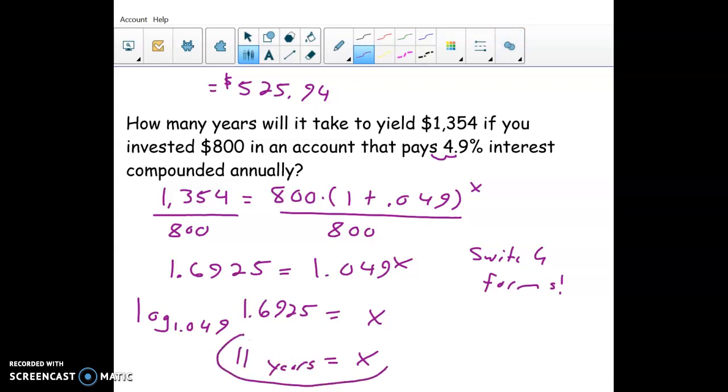And again, that seems reasonable, right? We started with 800 and we have to get to a pretty big number, 1,354. So the fact that it takes 11 years is not all that surprising.